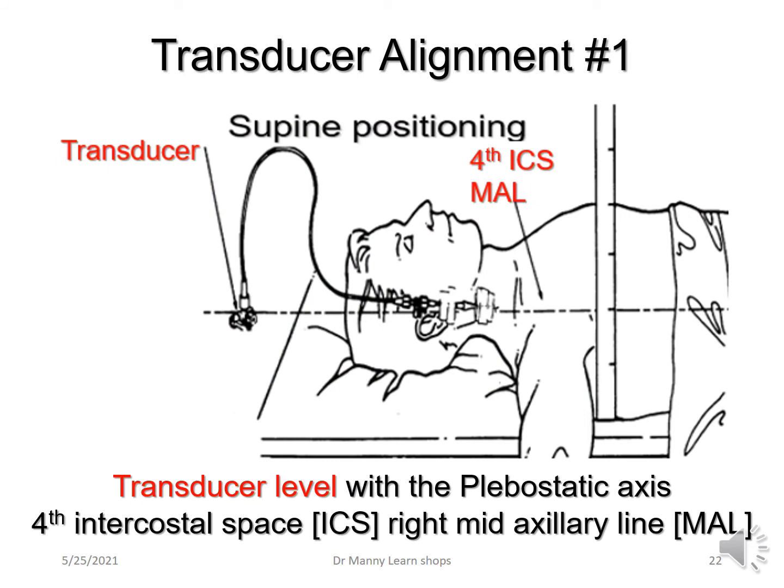When we look at transducer alignment, the transducers have to be in the right position, as I indicated previously with the manifold. So transducer alignment number one is the patient is in a supine position, or they can be at 45 degrees. But basically, the transducer level is at the phlebostatic axis. In the supine position, this is the fourth intercostal space in the right mid-axillary line, but it can be the left mid-axillary line as well. Essentially, you want to be close to the right atrium.